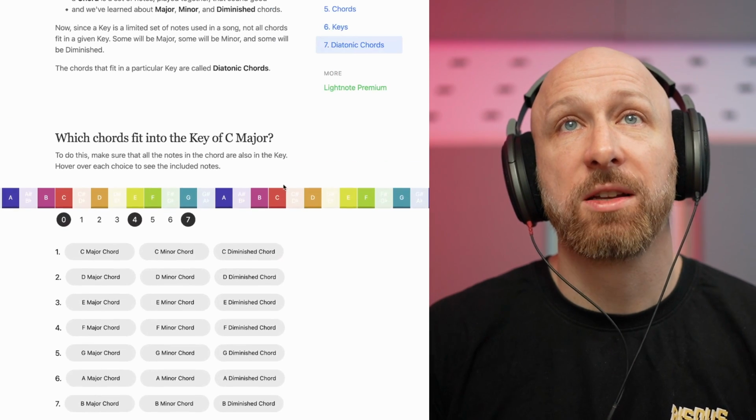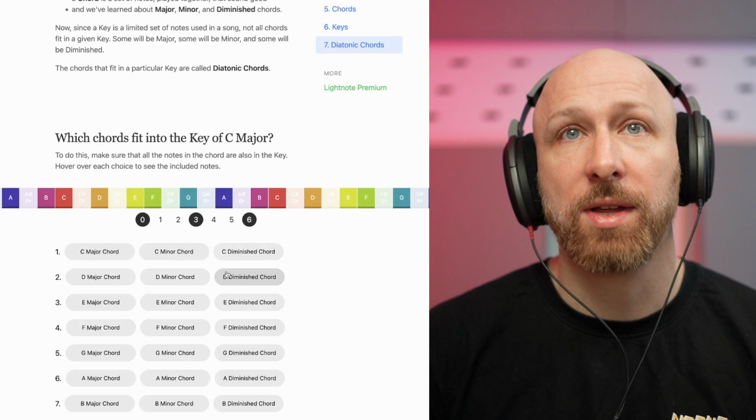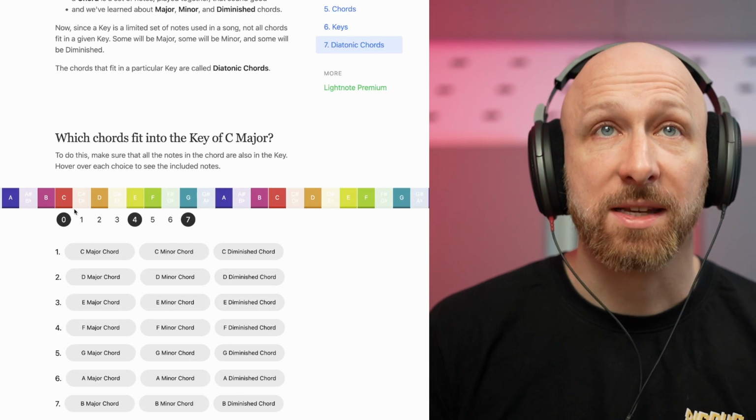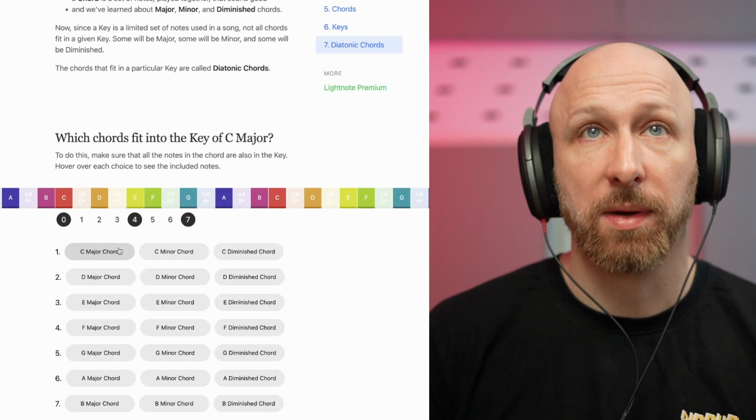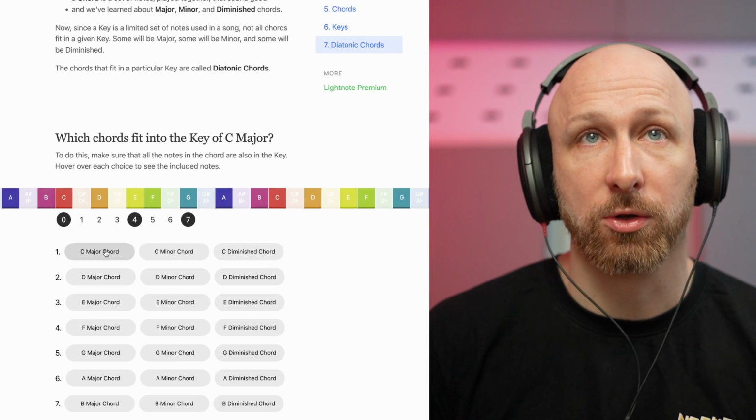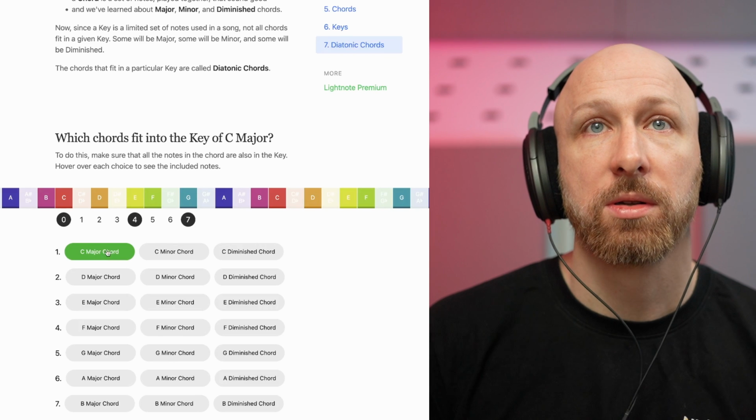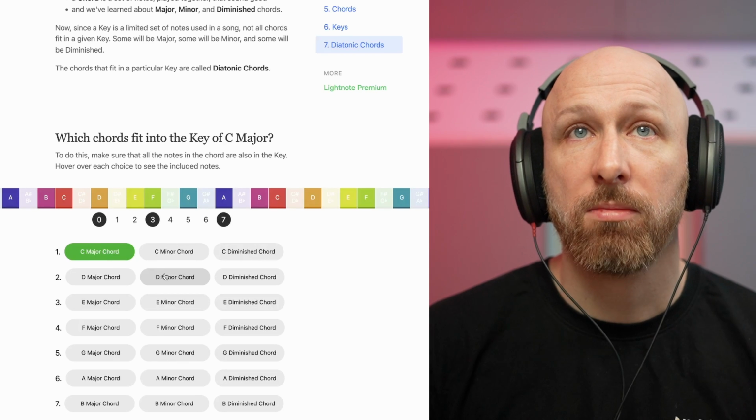So which chords fit into the key of C major? Oh, this is a little quiz, is it? Oh, I love it. That's fun. Okay, so the first chord has to be a major chord, right? Because it's got the 4 semitones going up. The 4 notes going up. I call them semitones, by the way. That's like a pianist thing to do. Major chord.